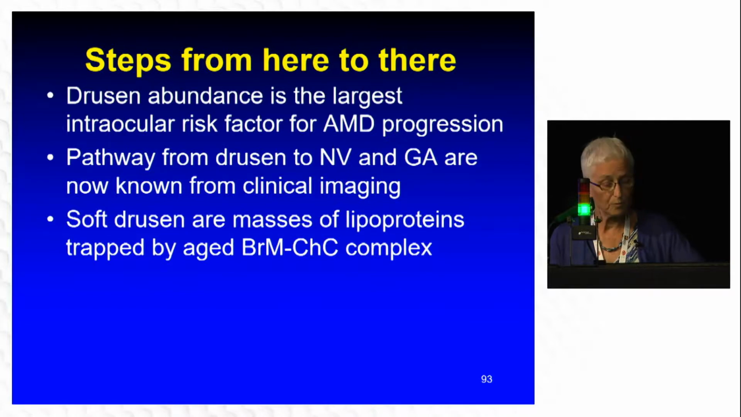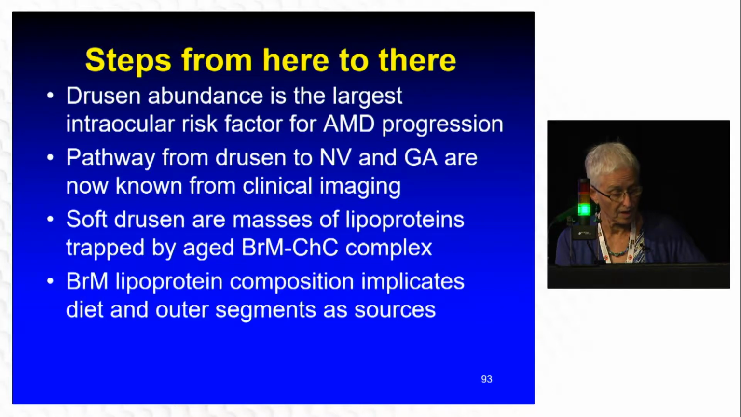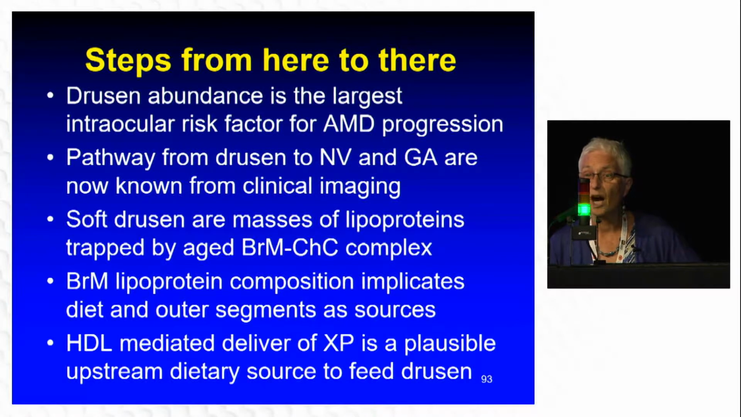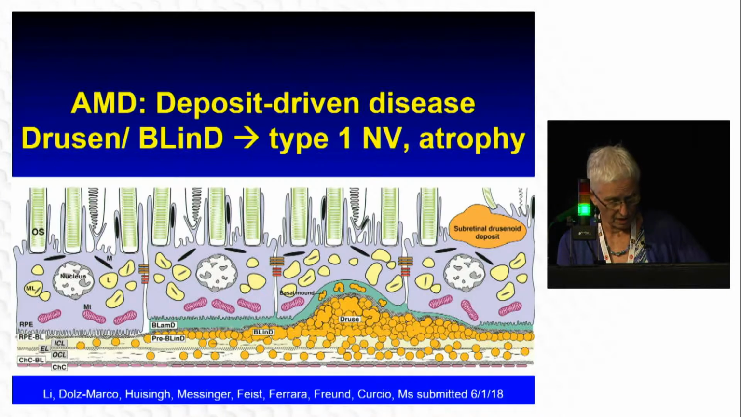Soft drusen can be modeled as masses of lipoproteins that are secreted by the RPE and trapped by the aged Bruch's membrane choriocapillaris complex. Bruch's membrane lipoprotein composition implicates diet and outer segments as the two major sources. And then the HDL-mediated delivery of xanthophyll pigment is a plausible upstream dietary source that would account for the fatty acids in drusen. So I'm going to step through some of these things one at a time.